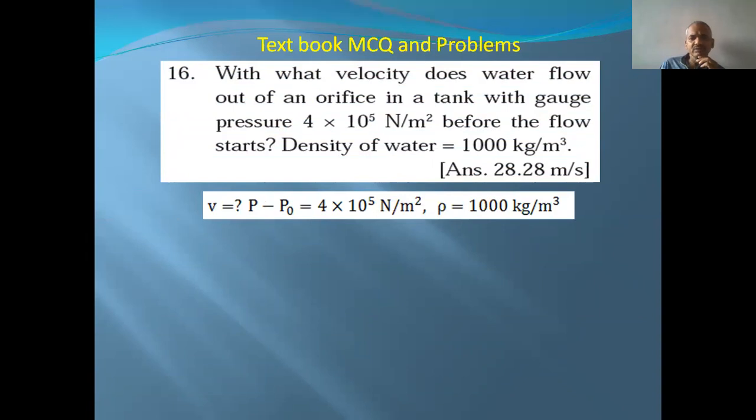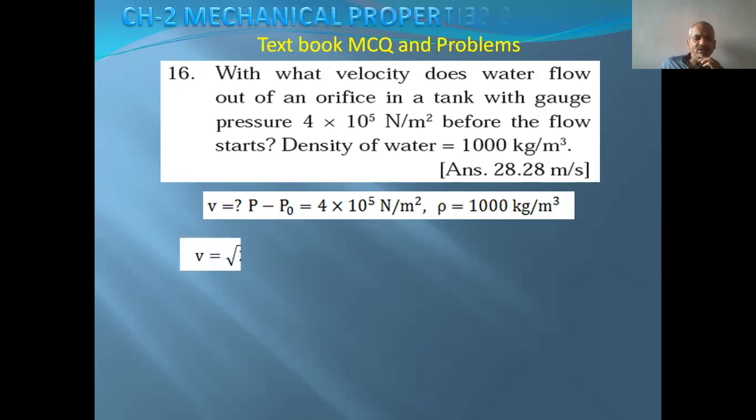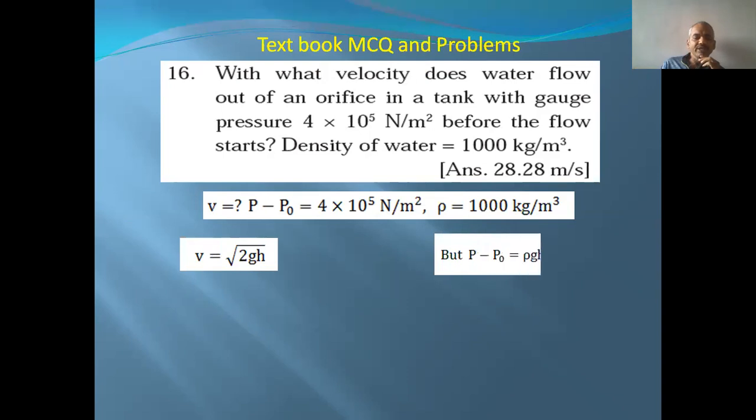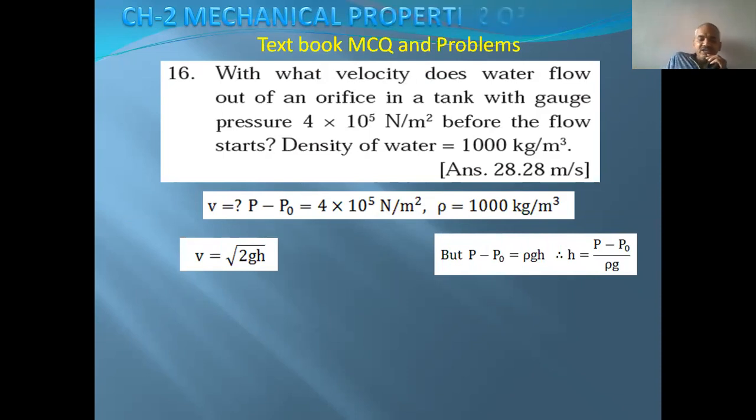Here we have to find out the velocity of the efflux, and according to Torricelli's law, we know that the velocity is under root of twice gh. H means the height of the liquid level above the orifice. Here, instead of height, they have given the gauge pressure, and from this gauge pressure you can easily determine the height from the relation P minus P0 equals rho gh. It is the relation from the pressure exerted by the liquid column, and from this you get H as gauge pressure divided by rho g.